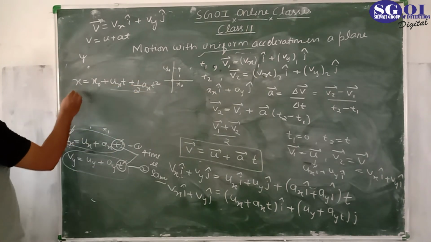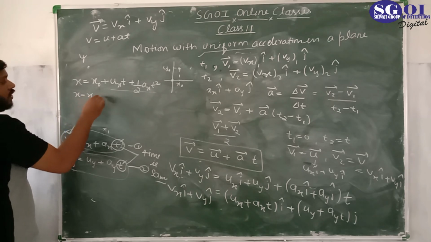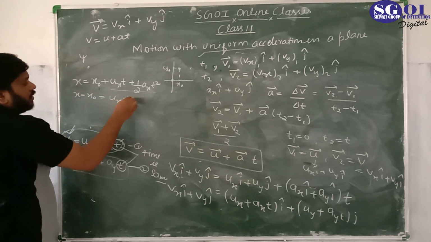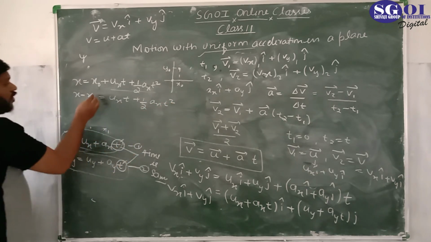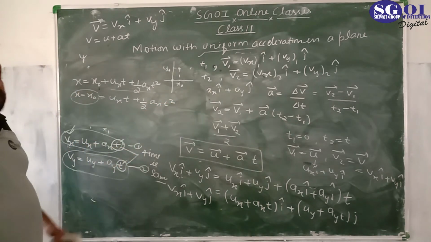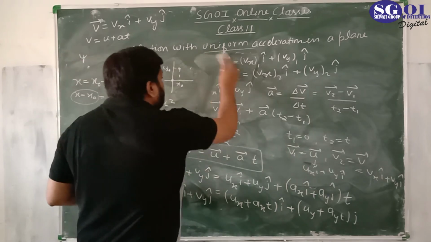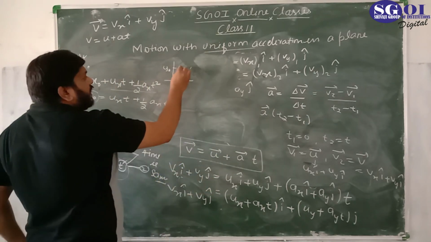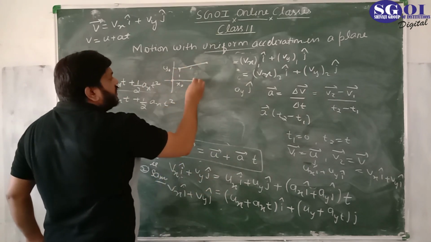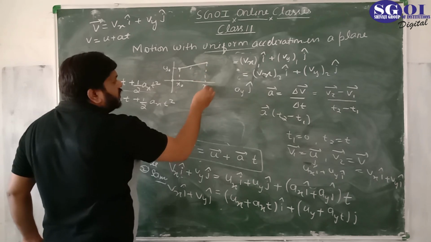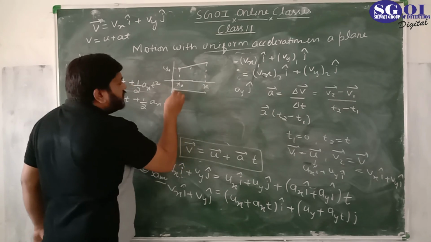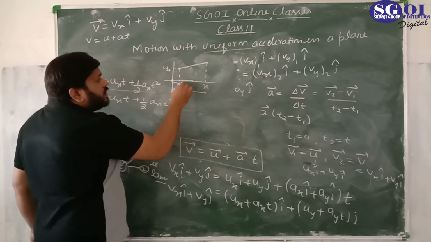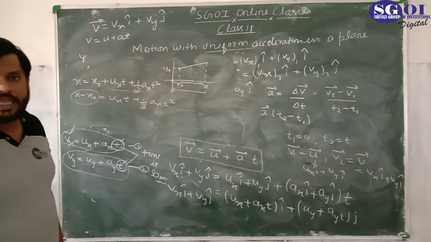From here we can also say that x minus x naught equals u_x t plus 1/2 a_x t squared. Now what is this? This is the distance covered in the time interval t. Suppose it is here and finally it reaches this point, where the position is x. This is x naught and this is x, and this is the distance covered in the x-axis.